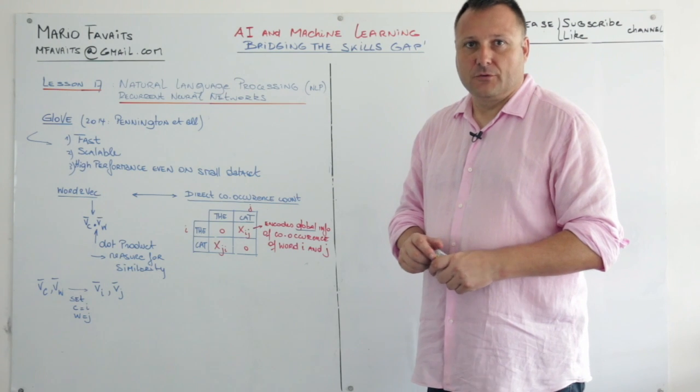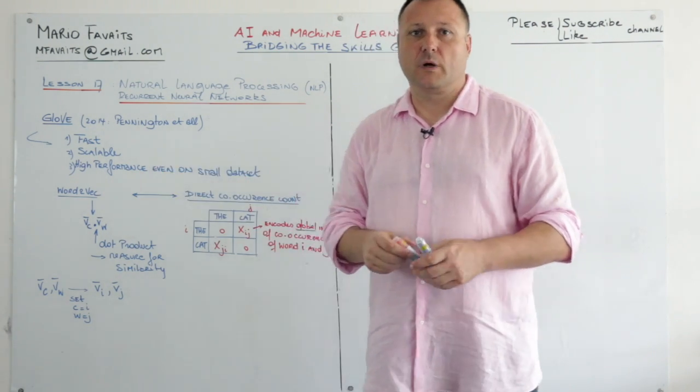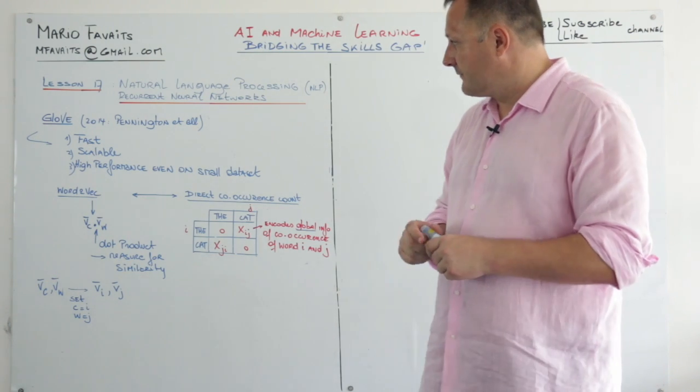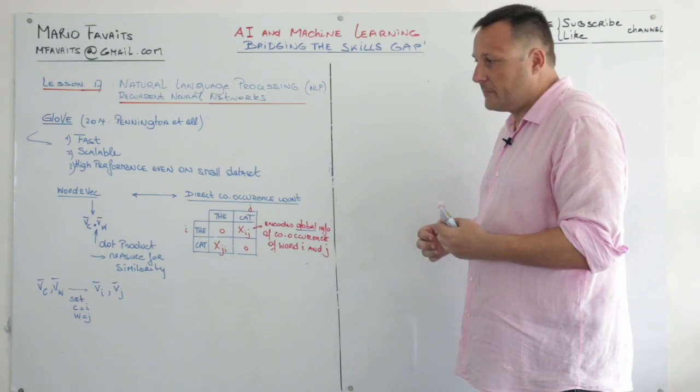Alright, let's dive into GloVe. GloVe is fast, scalable, and it works well on smaller data sets. So how do we derive our cost function that we need to minimize?